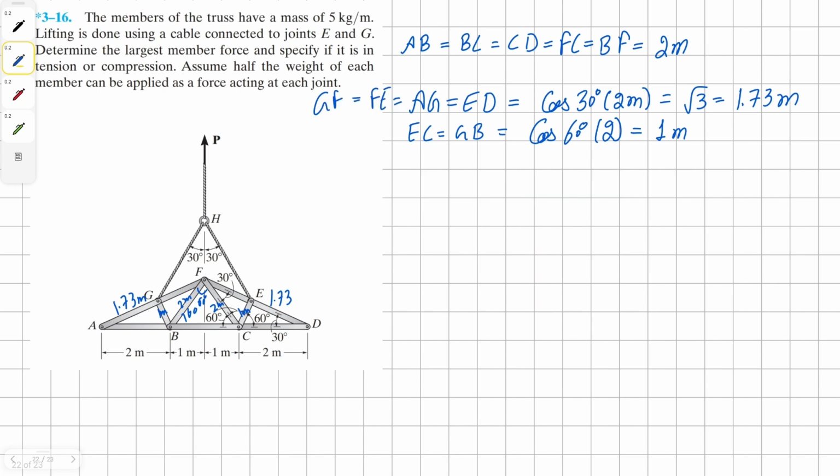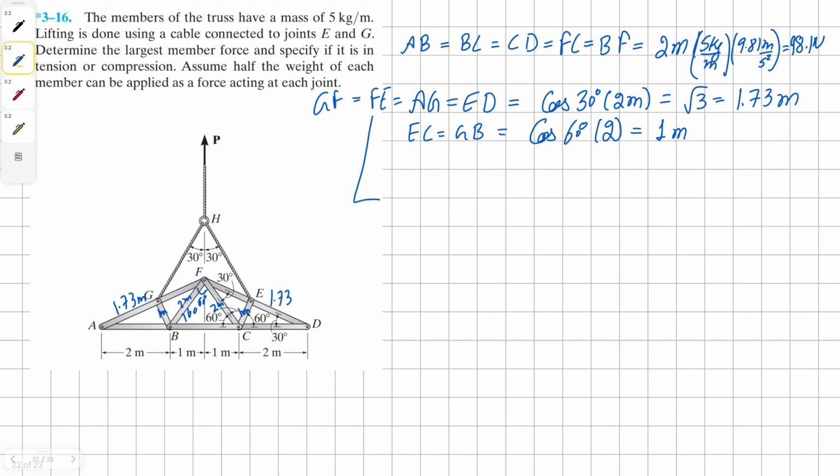Now we can find the force or the weight in each member, which is simply going to be 5 kilograms per meter times gravity, and we get our solution as 98.1 Newton.